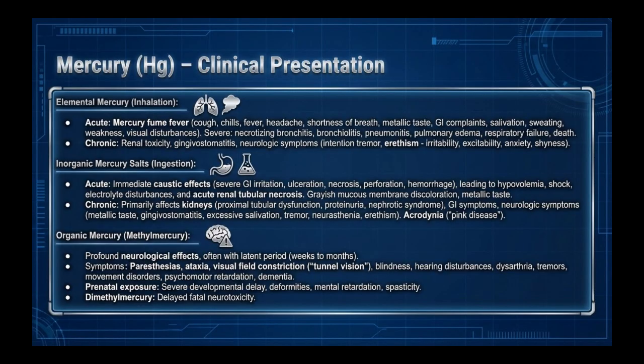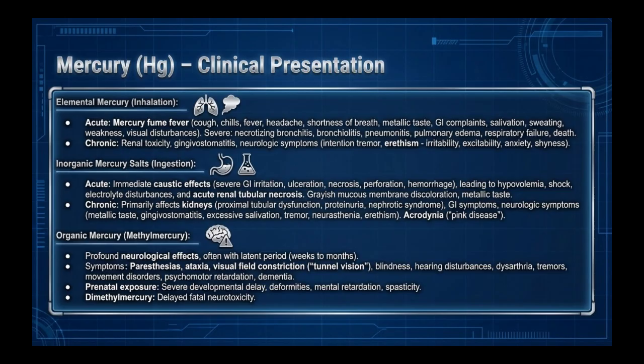The clinical manifestations of mercury exposure vary significantly depending on the form of mercury involved. Elemental mercury, when inhaled acutely, can cause a condition known as mercury fume fever. This condition is characterized by symptoms such as cough, chills, fever, headache, shortness of breath, a metallic taste, gastrointestinal complaints including nausea, vomiting, and diarrhea, as well as salivation, sweating, weakness, and visual disturbances.